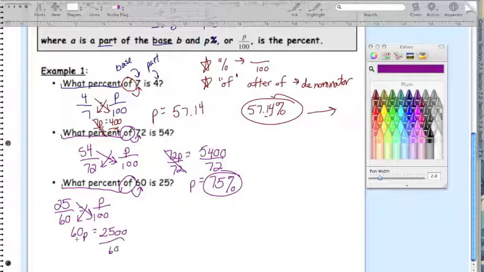Divide by 60, divide by 60. Those cancel, p comes down, and we do a little division on the side to find that p is actually equal to 41.6 repeating percent. Or we could write that as 41 2/3, because we know that 6 repeating is actually the fraction 2/3. Either one is perfect.